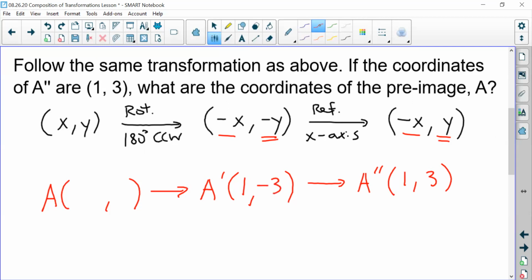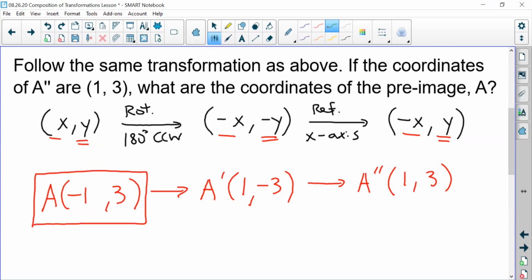Okay? We have to work backwards. Here, going from the original to A prime, we know that x and y both flip signs. So if we ended up with 1 on A prime for the x coordinate, we had to have started with -1. And then if we ended up with -3 on the y coordinate, we had to have started with +3. So this is where we started.